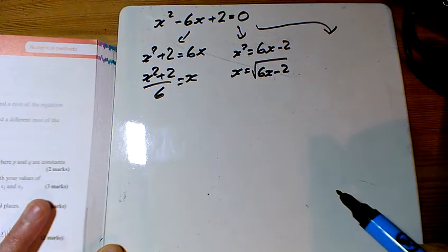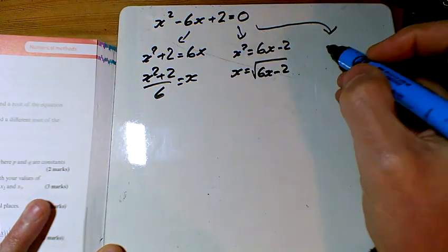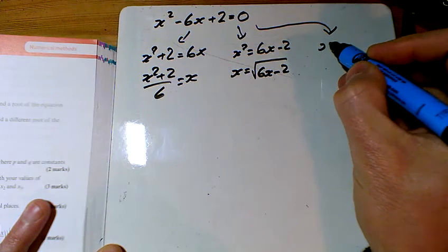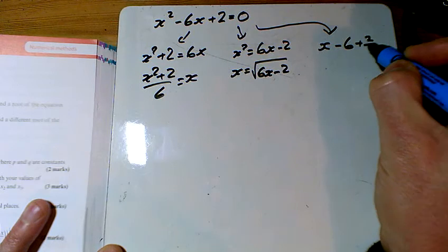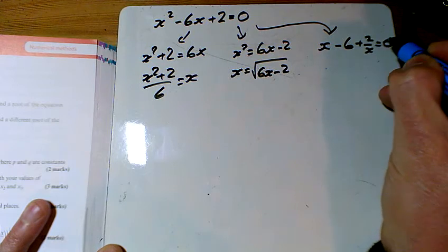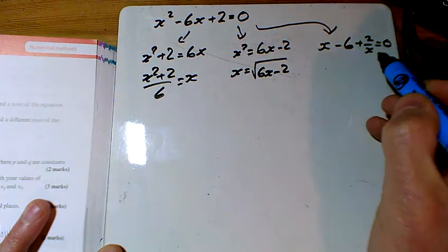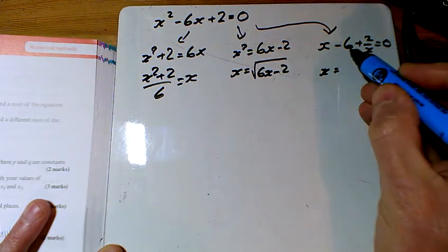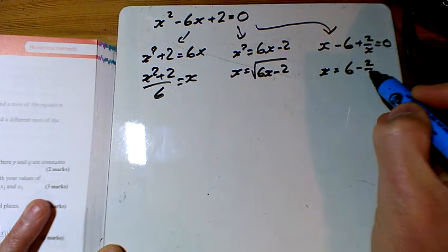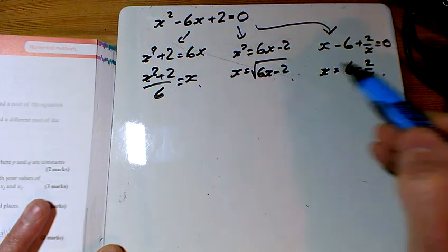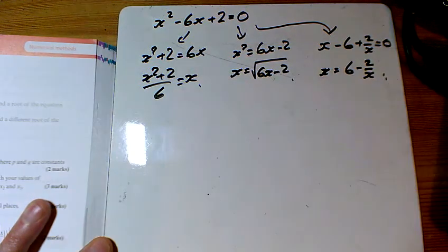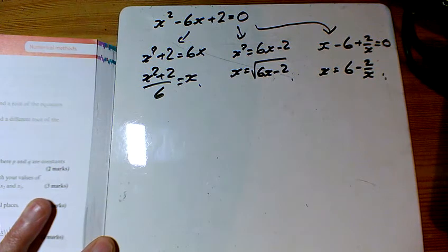Or a third way. The third way might be just divide everything by x to start with. That gives us x minus 6 plus 2 over x equals 0. And then if I just add the 6 to each side and take away the 2 over x, we've got it there. The idea of this is to show that you can rearrange it in different ways to get x on its own. There's no unique way of rearranging it.